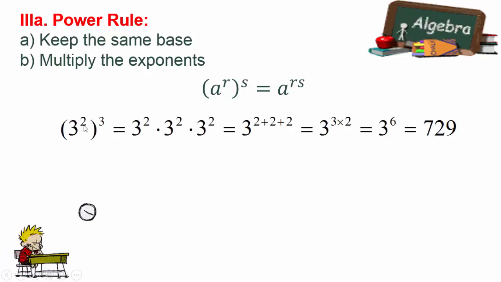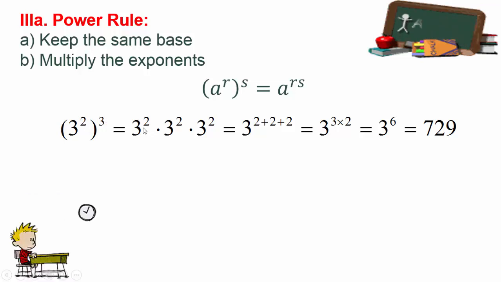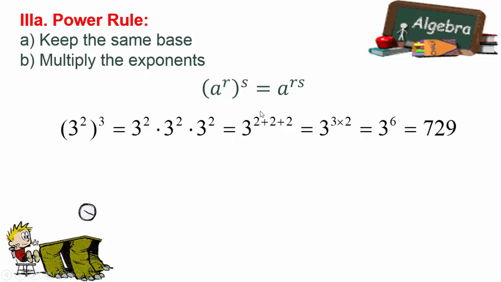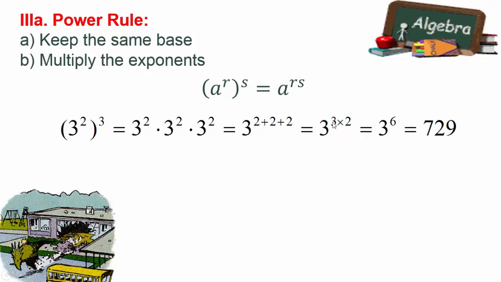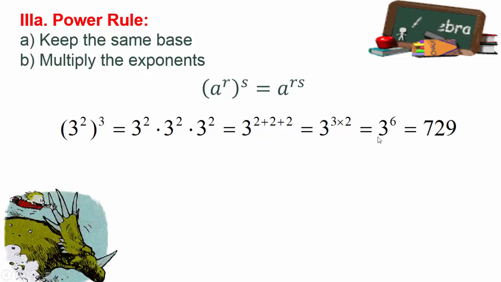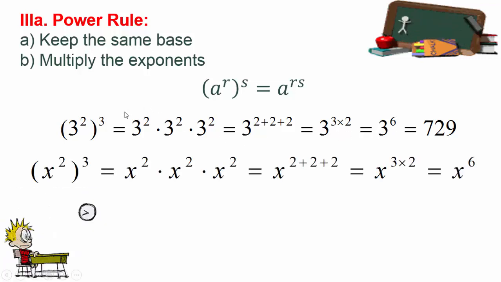So for example, if we have 3 squared and then we cube it, so we have 3 squared times 3 squared times 3 squared, which is what cubing means. That means, as before, we learned if we multiply, we add them up. So it's 2 plus 2 plus 2, which is 3 times 2, which is 6, 3 to the 6th, which is the same thing as 2 times 3.